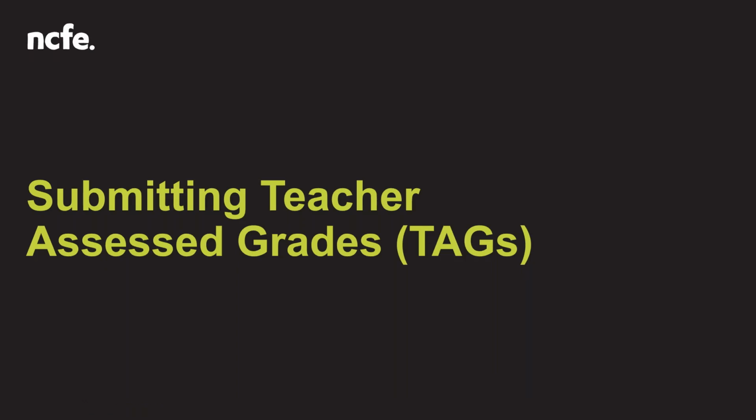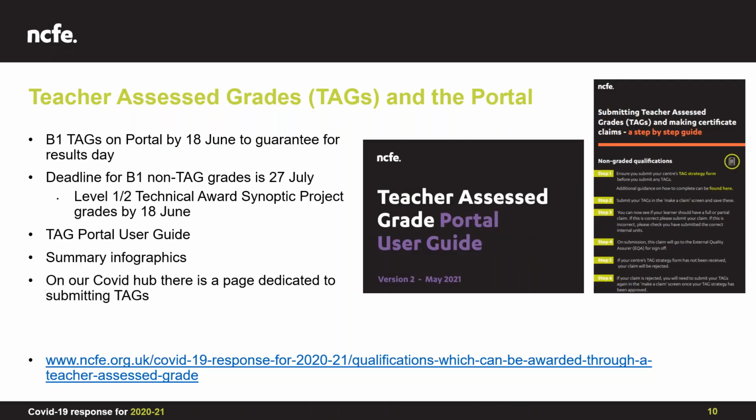We're now going to look at submitting the grades on the portal and the relevant deadlines. As a reminder, before submitting any tags, we need to have received and approved your tag strategy form and, if applicable, your functional skills application. You should also have made bookings for external assessment tags if that's applicable to your centre and qualification. The deadline for submitting tags is Friday, the 18th of June, 2021. This date is to guarantee you have results certificates for results day.